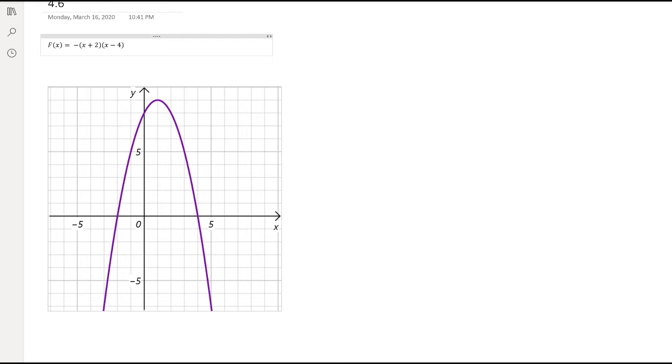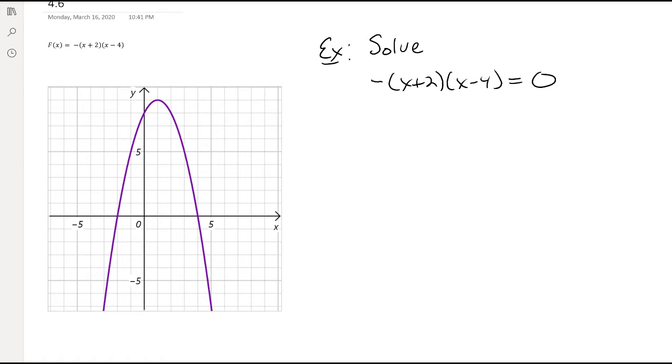Consider these two separate problems. I already have one put there, but let's consider this. What if I asked you to solve the following? Let's say it's negative x plus 2 times x minus 4 equal to 0. If I ask you to solve an equation like that, then we're going to have a certain number of solutions. In this case, we're going to have two solutions.